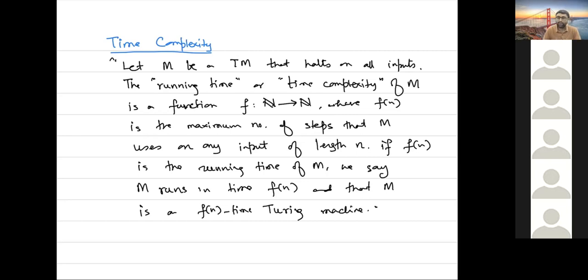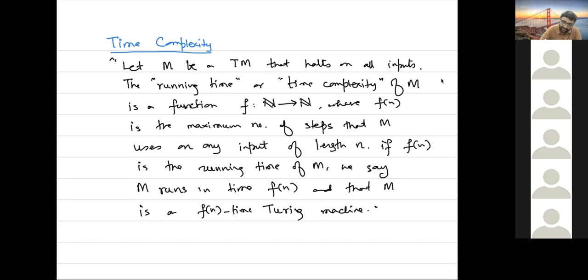So this is the definition of time complexity. We say that if there is a Turing machine M that decides some language, so this is exactly what we say, that it halts on all inputs. If it halts on all inputs, it means that it is a decider, it's not a recognizer. So we have to figure out how much time this Turing machine takes.